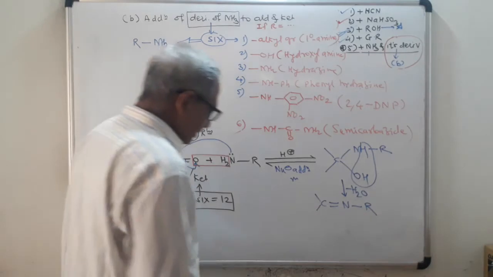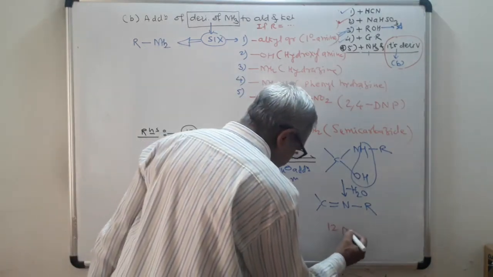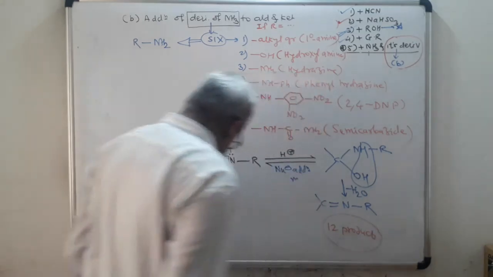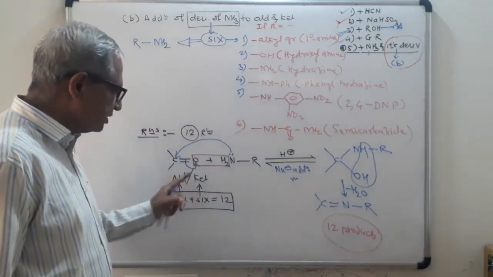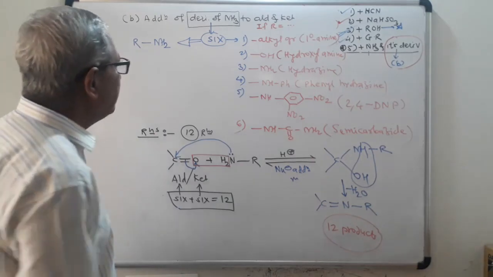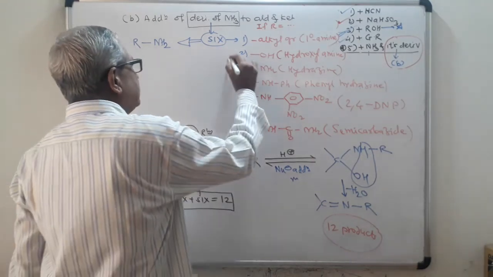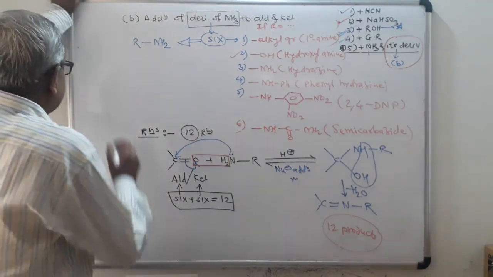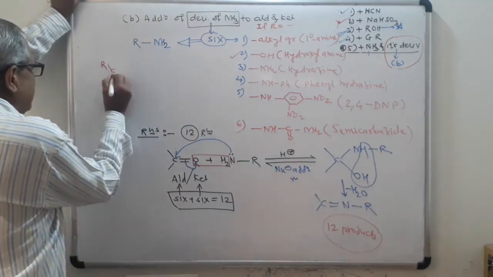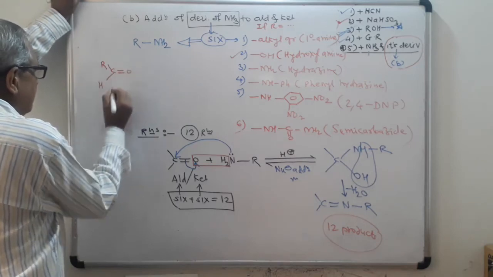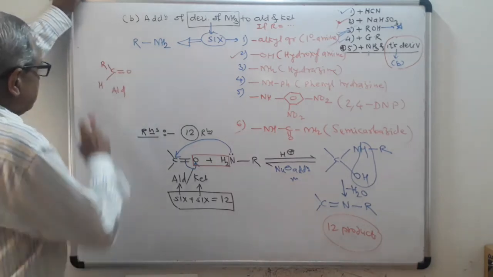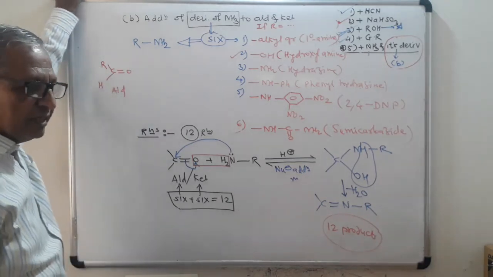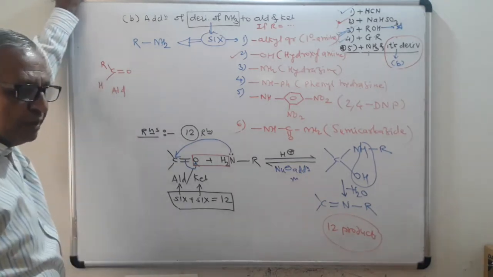Now see here, you will get 12 products: 6 products with aldehyde, 6 products with ketone. So for your convenience I will explain the second reaction in detail. Suppose your aldehyde is like this, RCH double bond O. Suppose R is equal to H, formaldehyde; R is equal to CH3, acetaldehyde; R is equal to C6H5, benzaldehyde.